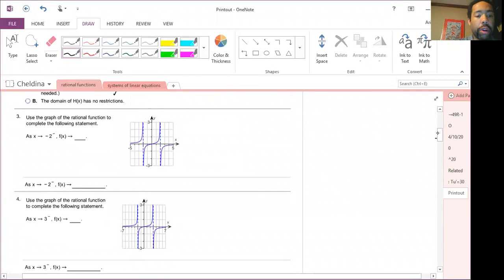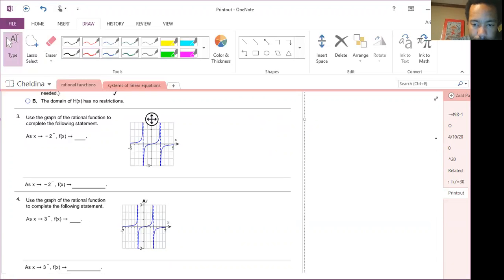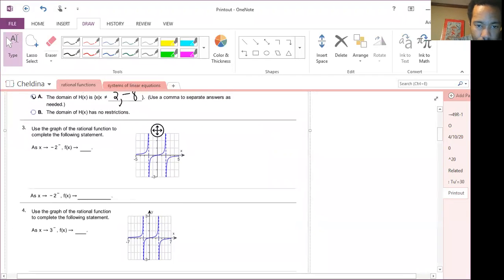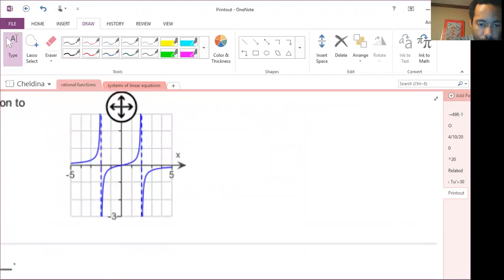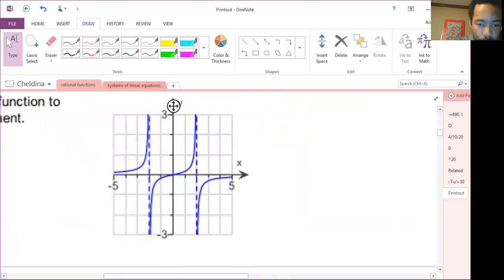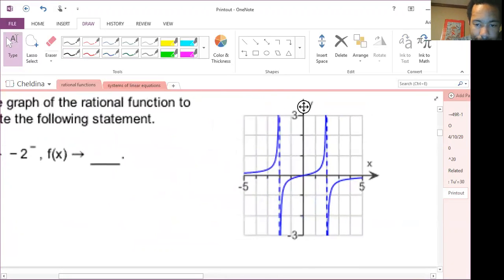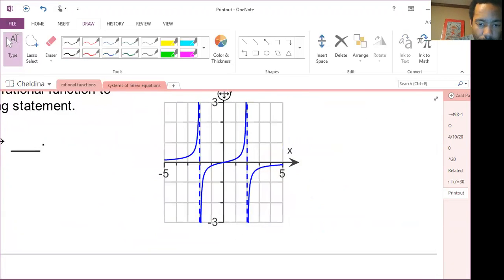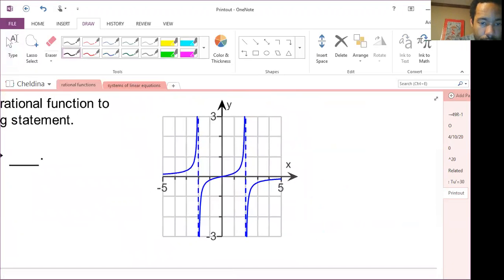Here we have some vertical asymptotes. The ones that we just did would create vertical asymptotes. I want to zoom in a little bit here. Let me see if I can make this a little bit bigger. So notice we're going to negative 2. Negative 2 is right there.